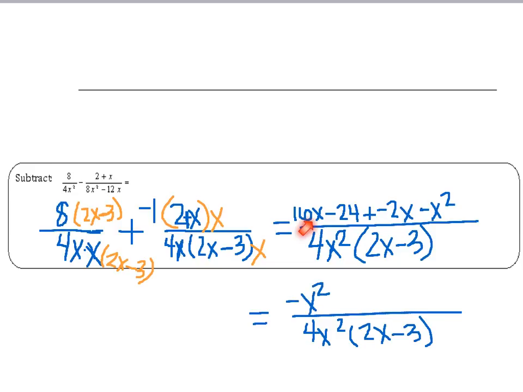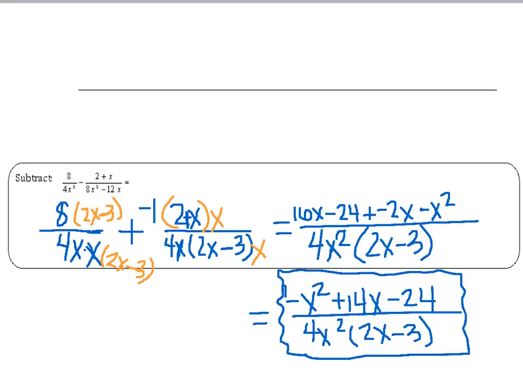I've got 16x and a negative 2x. Well, that's 14x, so plus 14x. And then I've got that minus 24 left over. So this is my final answer. Remember, you can keep your bottom in this form. We do have to simplify the top, though.